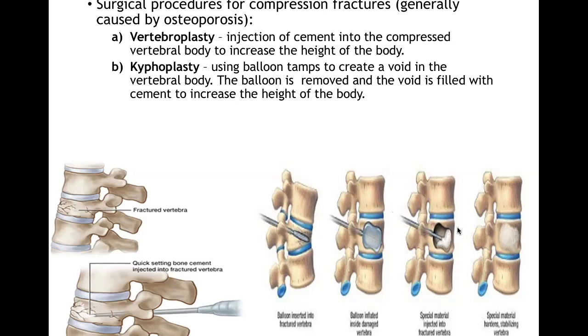So it's basically they're going in with an empty balloon, blowing up the balloon, taking out the balloon, going back in with the cement to fill the area that the balloon just opened up, which means that they increase the height of the vertebra, and that is the procedure, to increase the height of the body. All right, guys, so that's the end of the cervical and lumbar spine lecture.